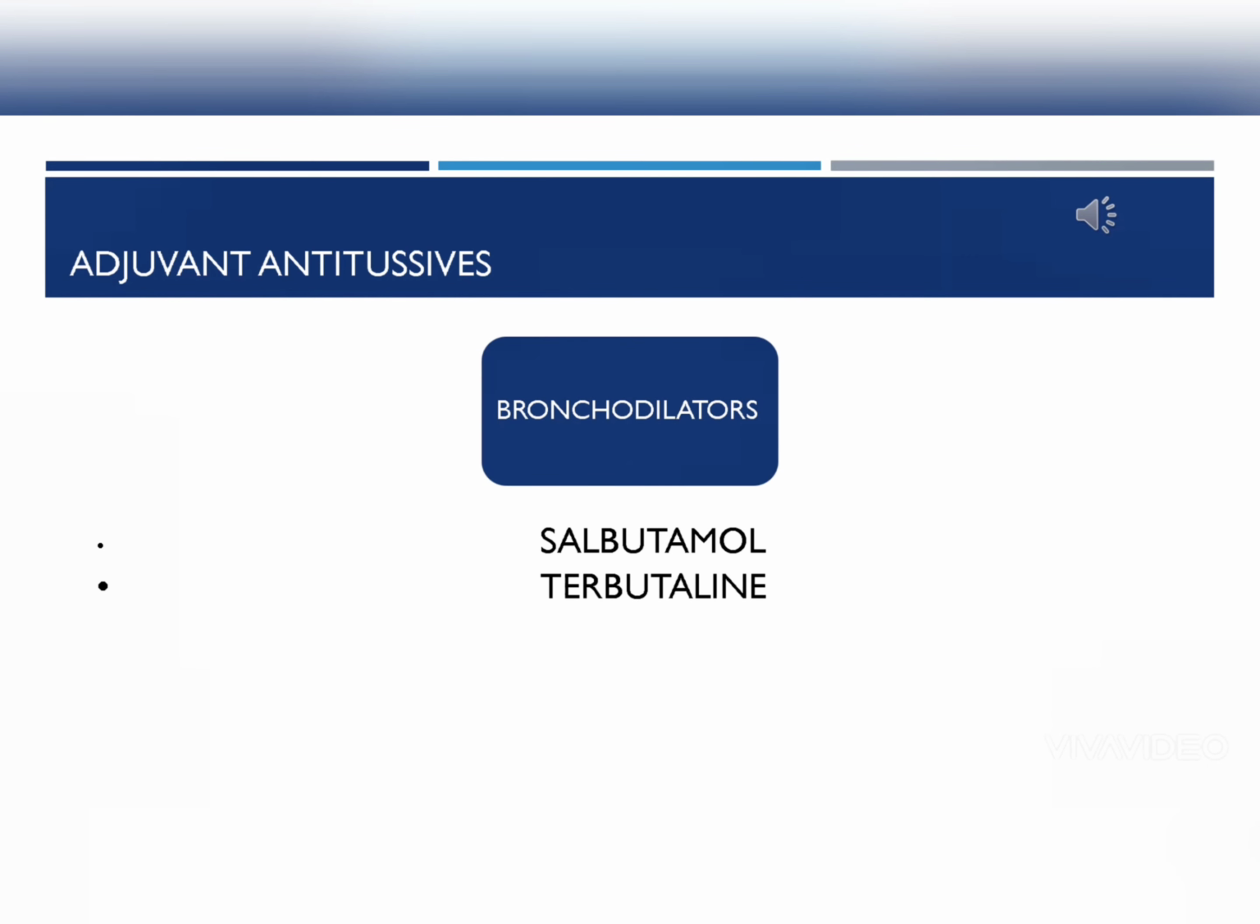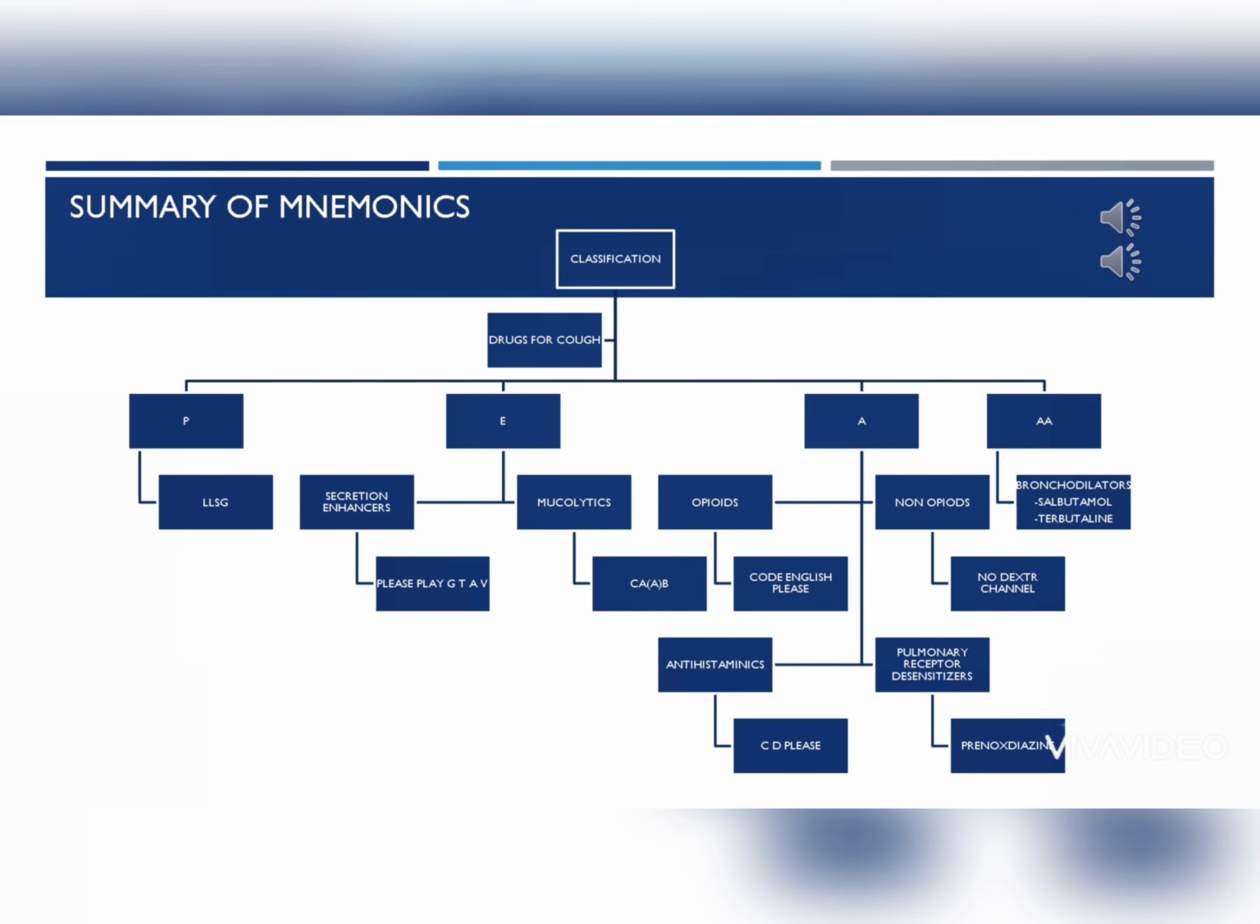We'll see the last class, that is double A's. Adjuvant antitussives. In this, we will see only one class, that is bronchodilators, salbutamol and terbutaline. Now we will see the summary of our classification, which has been told to you earlier.